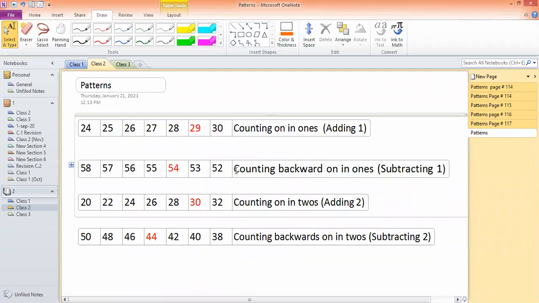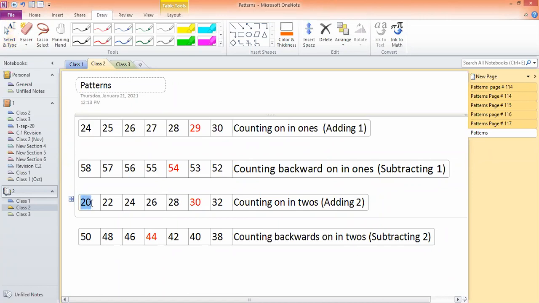So what was the pattern here? The pattern was counting backwards in ones. Here we were counting backwards in ones, or we were subtracting 1 from each number in order to find the next number. The third pattern we started.